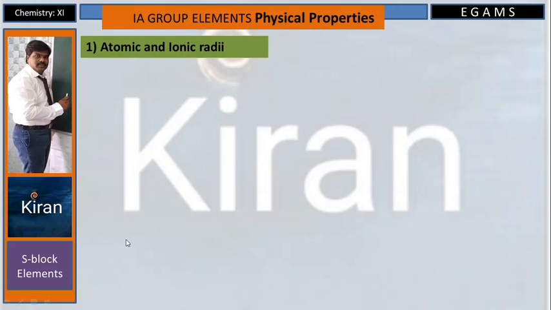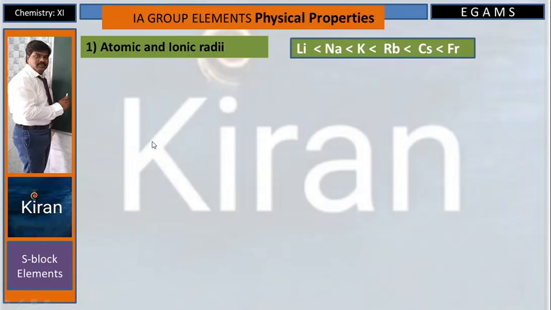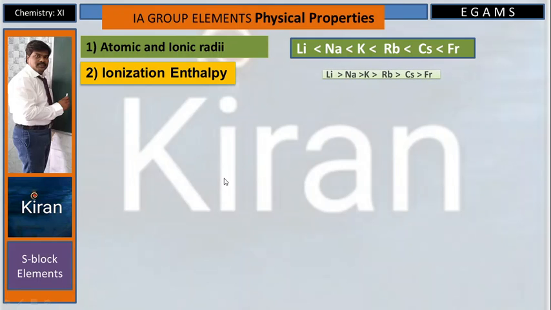Atomic and ionic radii. In each and every group, atomic radii and ionic radii gradually increase from top to bottom. Lithium is the top element and francium is the last element. From top to bottom in this group, both atomic radius and ionic radius gradually increase. The ionization enthalpy of this group is inversely proportional to atomic radius. When atomic radius increases, ionization enthalpy decreases. Here lithium is a smaller atom, its ionization energy is high.